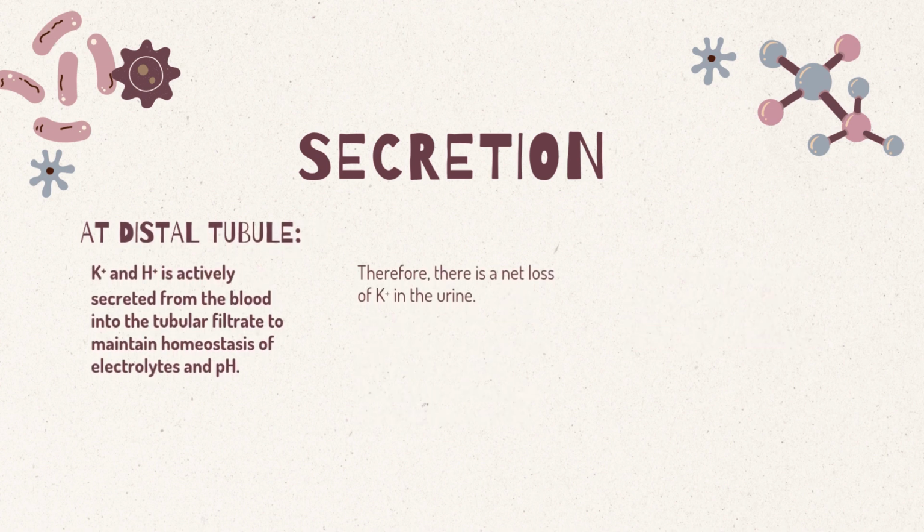Secretion. At distal tubule, K+ and H+ are actively secreted from the blood into the tubular filtrate to maintain homeostasis of electrolytes and pH. Therefore, there is a net loss of K+ in the urine.